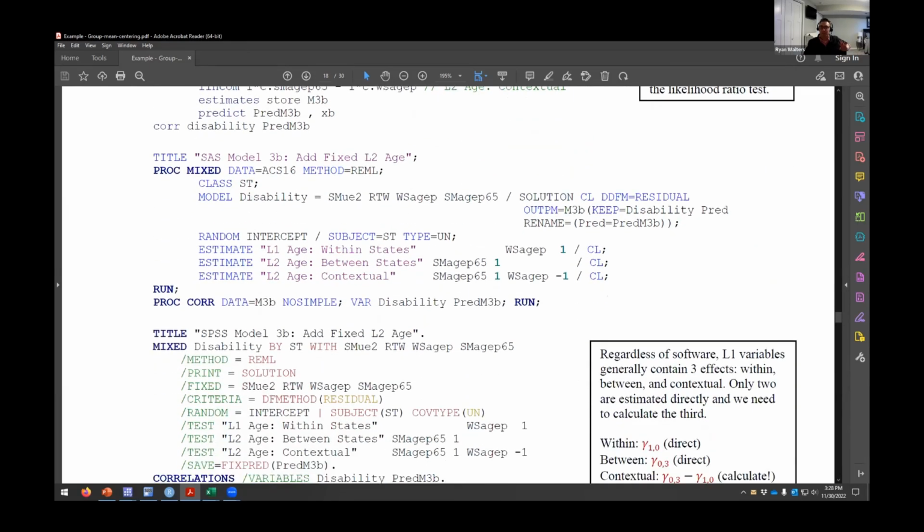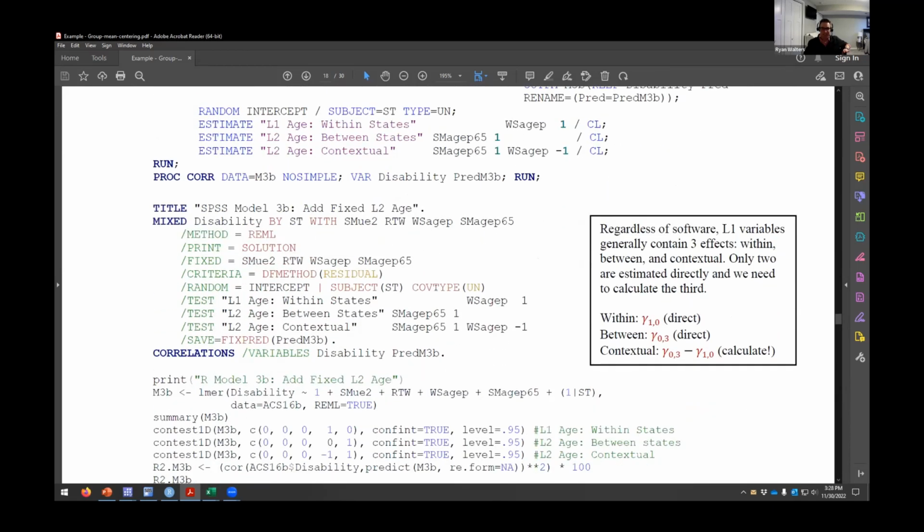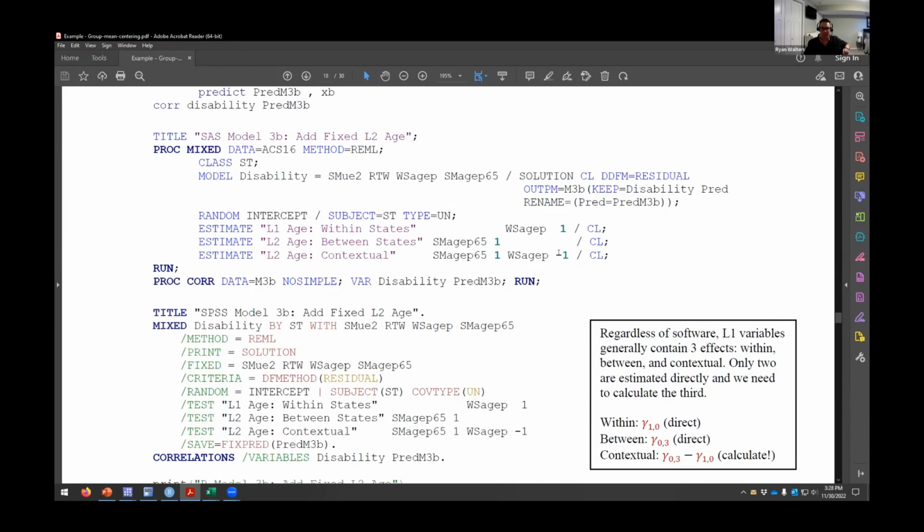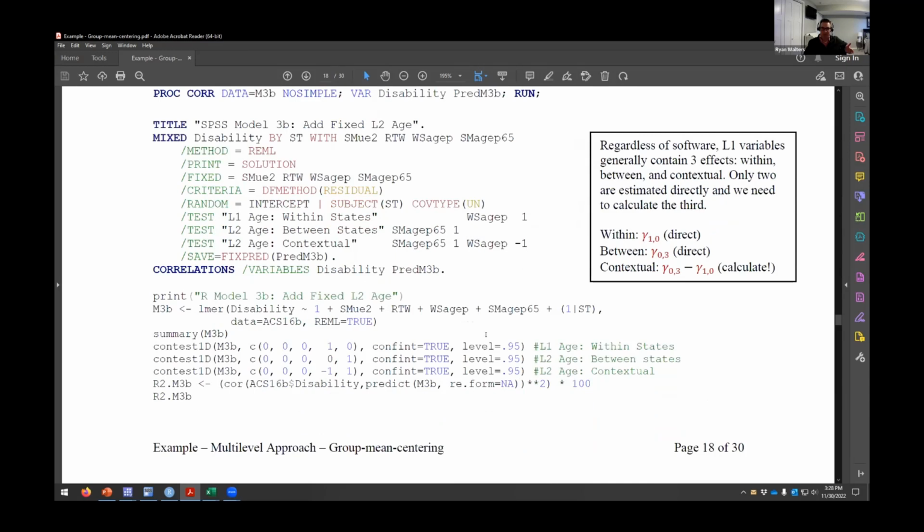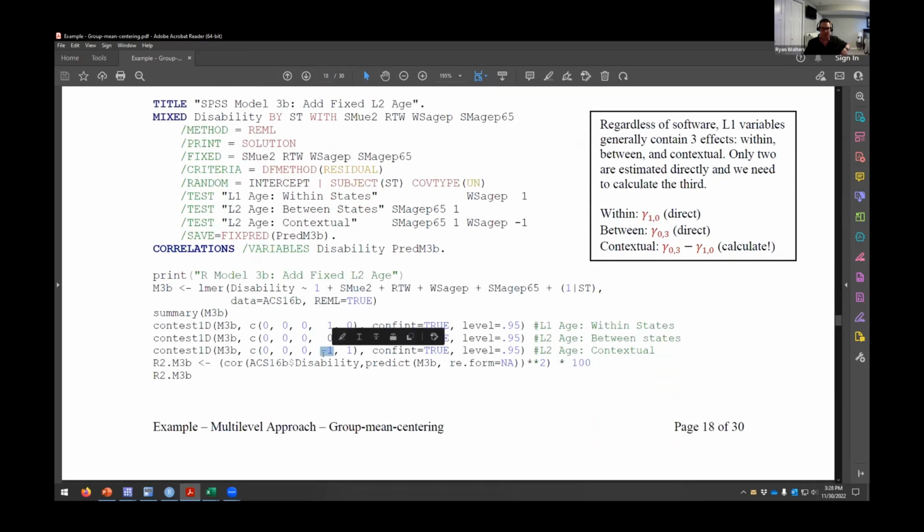The way we do between minus within in SAS and SPSS and R for that matter is by using -1. Again, the plus sign is implicit. It's always going to be a plus. So we're going to take state mean age, multiply it by 1. We're going to add that to within state age multiplied by -1, which creates the subtraction. Okay, same thing here. You can see here as well. So again, fixed effect number 4 is within state age. That's -1. Fixed effect 5 is state mean age. That's 1. So 1 minus 1. So between minus within.